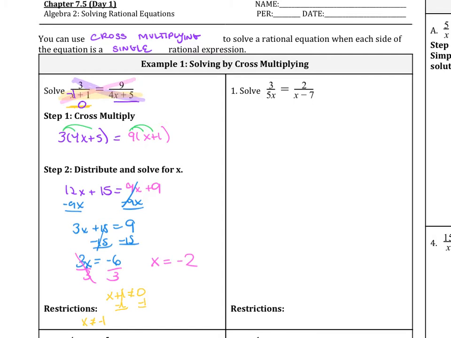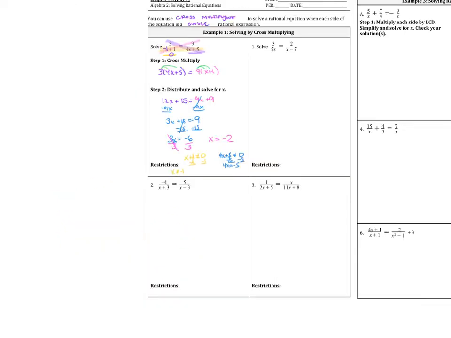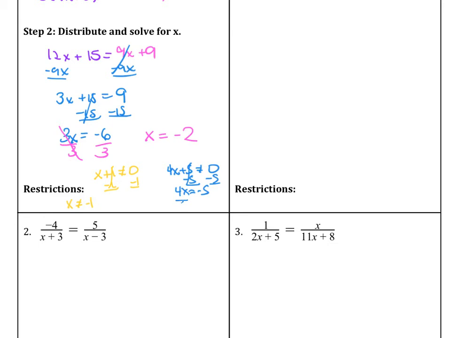And then on the other side, 4x plus 5. That one may be a little harder to see. So again, just do 4x plus 5 cannot equal 0, and let's solve for x. Let's subtract 5 from both sides. Then we get 4x equals negative 5. And then divide by 4. So the other restriction is x cannot equal negative 5 over 4. Those are our restrictions. And then x equals negative 2.